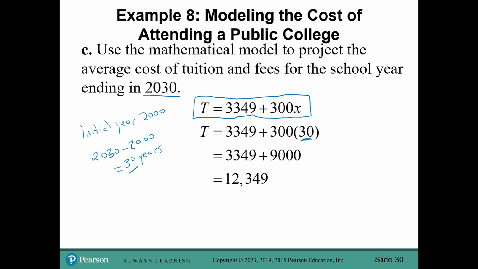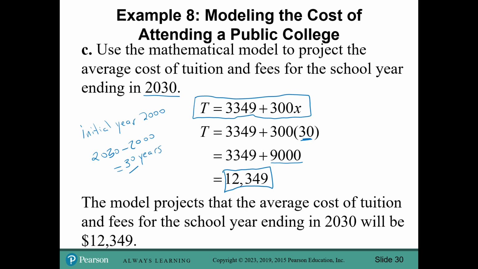So once we plug that 30 years in for x, we are now able to solve this equation because we no longer have any variables on our right-hand side of it. We do a simple multiplication. 30 times 300 is 9,000. And we add that 3,349 to that, and we see that in the year 2030, we can expect tuition to be $12,349. So the model predicts that the average cost of tuition and fees for the school year ending in 2030 will be $12,349.